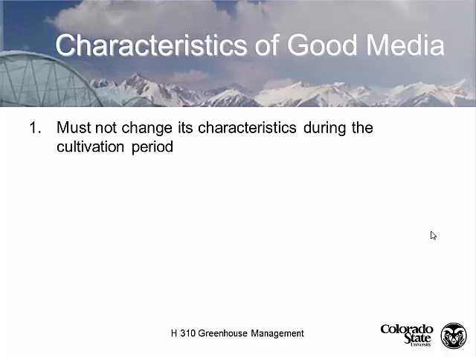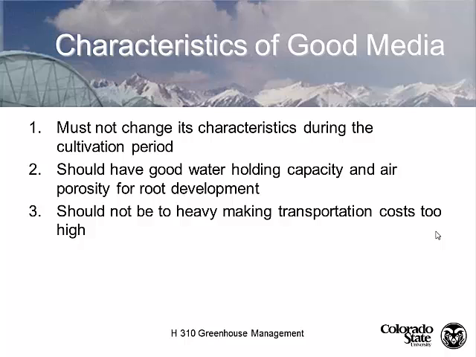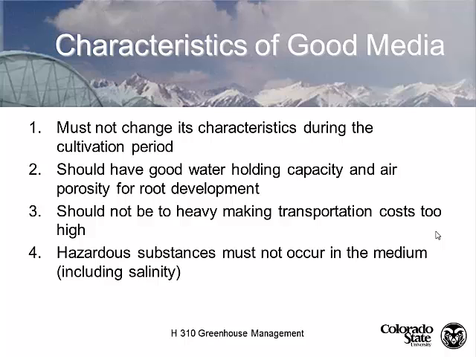Other characteristics, these are the ideal situation, is we don't want it to change its characteristics during its cultivation period. In other words, we don't want it shrinking, we don't want it expanding, we don't want it losing its cation exchange capacity, we don't want the pH to change rapidly. We want everything to be stable during that crop. Good water holding capacity, good porosity, not too heavy. Should not have any hazardous substances. Now I'm typically thinking hazardous to plant life, not necessarily human life, but then again that's important too.